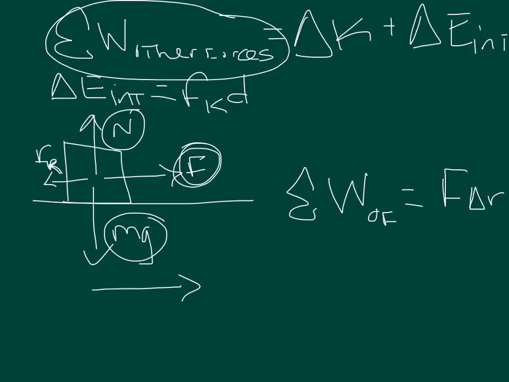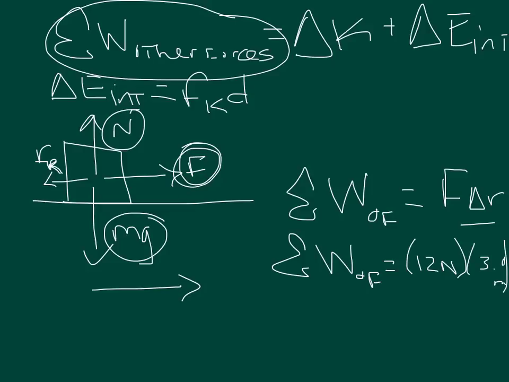So cosine 0 is just 1. So we can just say then that the work done based on our applied force is just force times that displacement. So the sum of the work done by all of the other forces, we know that the applied force was 12 newtons. So 12 newtons times that displacement, which they said was 3 meters. So that means the sum of the work done by all of the other forces should be equal to 36 joules.